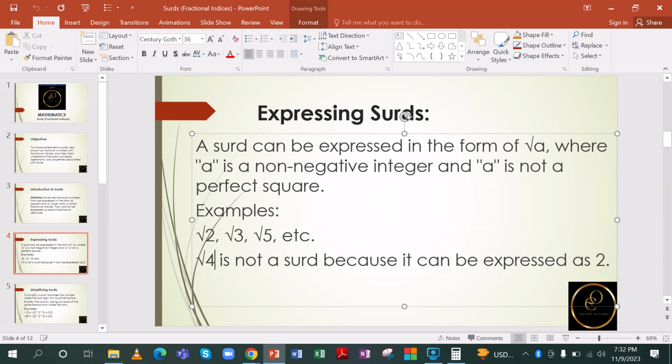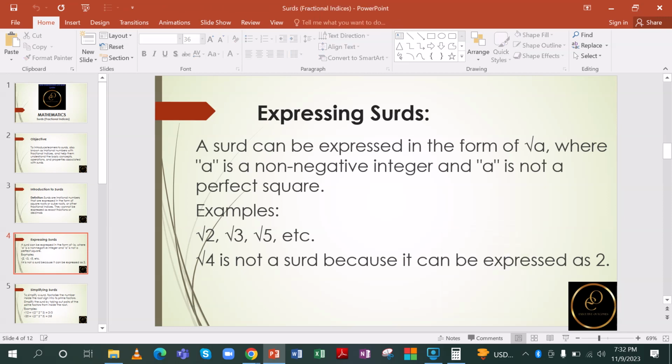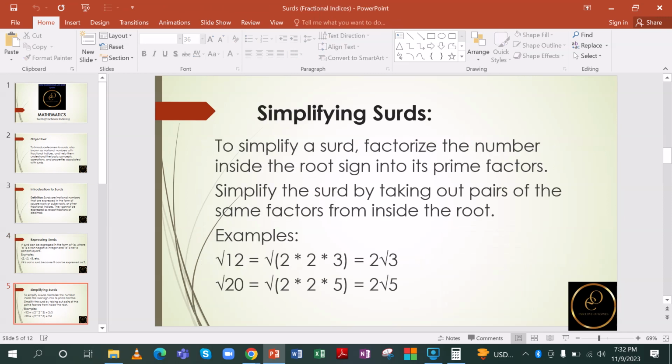So that's what I was talking about. Okay. So I went on to say, let's see how we simplify surds. To simplify a surd, I said one of the ways is to factorize the number inside the root sign into its prime factors. What are factors?